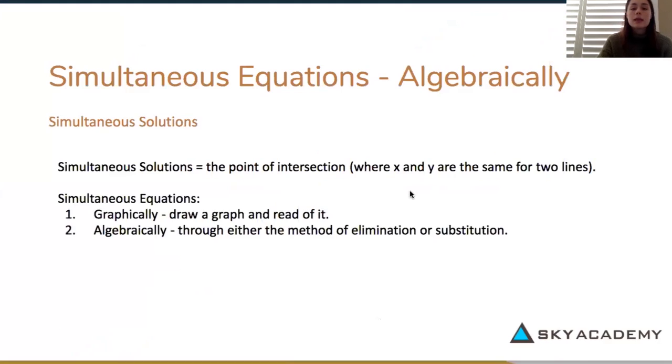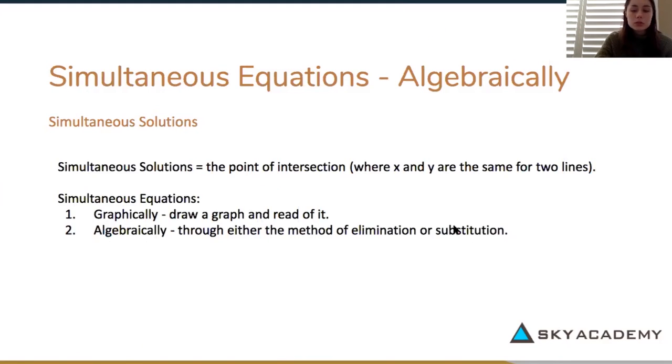So in the previous video, which was the fourth video, we looked at solving graphically, which is the first option here. And in this video, which is our fifth video, we are looking at solving algebraically, and we are going to solve through the method of substitution.